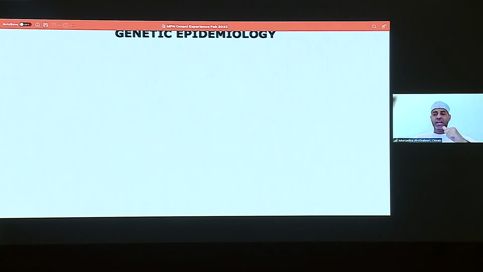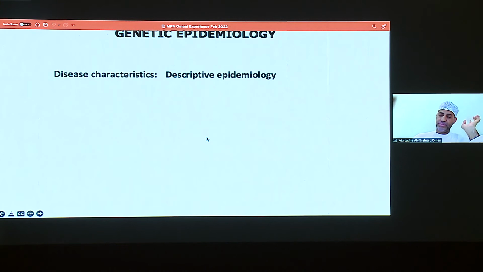And here I would list the steps in genetic epidemiology and maybe highlight some of the areas that we could research. The first step in genetic epidemiology is description of disease characteristics, which, if you look at the literature, is full, worldwide and also from our region, and I'm sure from different countries. So this is descriptive epidemiology.